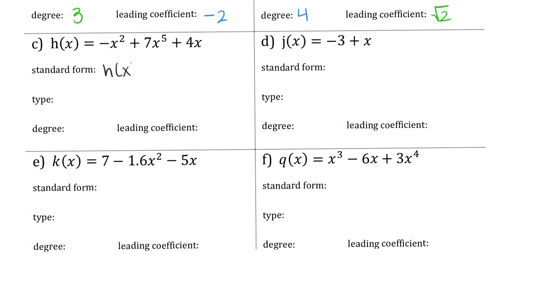Okay. h of x, 7x to the fifth, minus x to the second, plus 4x. Okay, what's the leading degree? 5. Okay. If it's 5, does it have a special name? No, it's fifth degree.